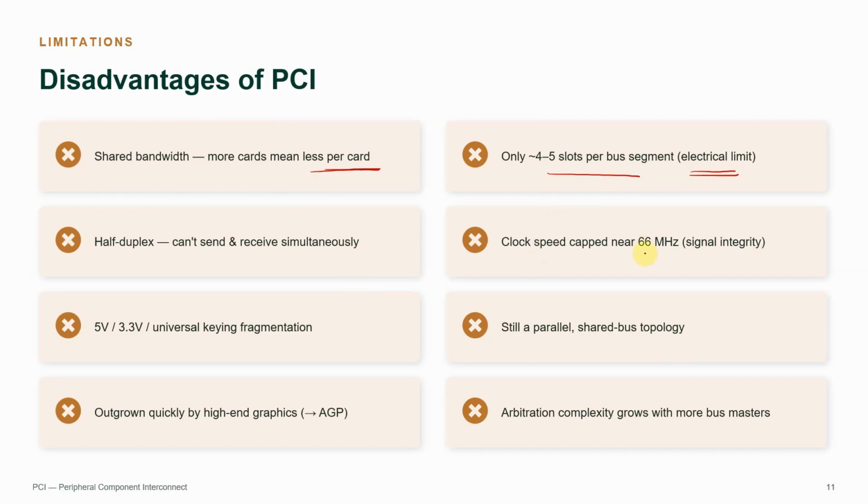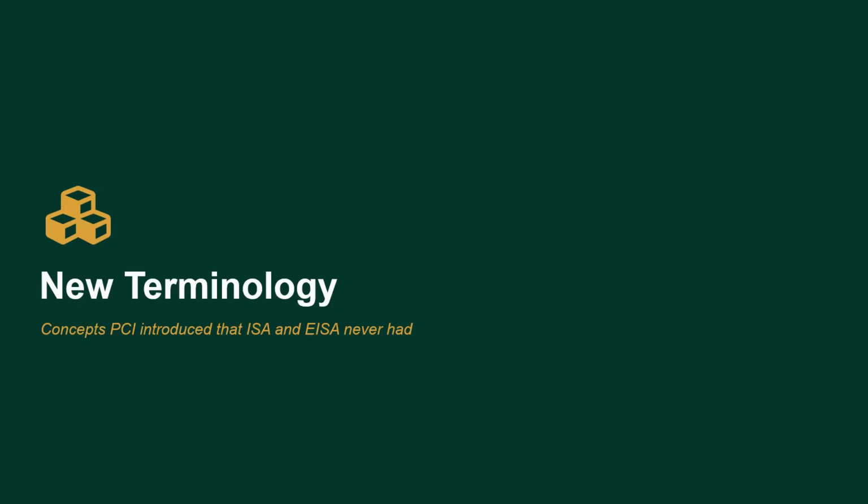And clock speed is restricted to 66 megahertz due to something known as signal integrity. This we are also going to discuss in our upcoming sessions. Why can't we increase the clock speed? And it has 5 volts or 3.3 volts or universal keying, and it's still a parallel bus topology. What is going to happen if we use a parallel bus topology? Also, we are going to discuss in our upcoming sessions. And it also has arbitration complexities when we have multiple bus masters. Arbitration becomes very difficult. So these are the disadvantages of PCI.